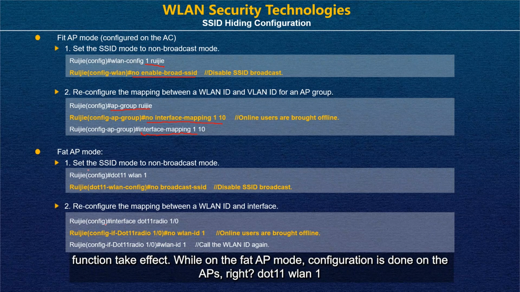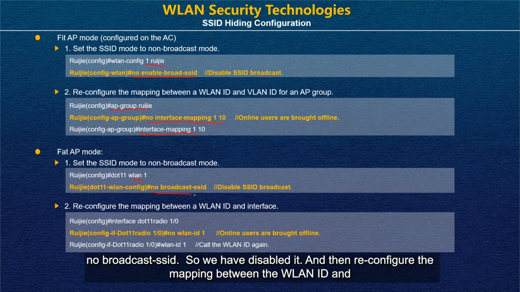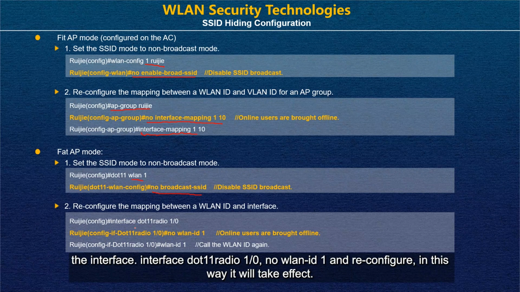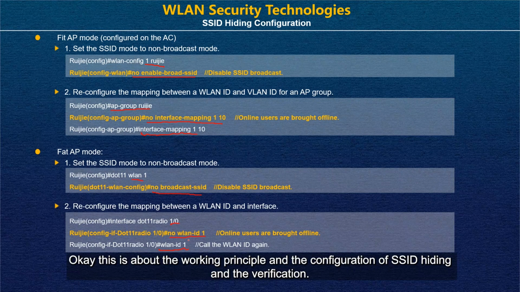While in Fat AP mode, the configuration is done on the APs, right? Dot11 WLAN 1, no broadcast SSID, so we have disabled it. And then reconfigure the mapping between the WLAN ID and the interface. The interface dot11radio 1/0, no WLAN-id 1, and reconfigure it. In this way, it will take effect. Okay, this is about the working principle and the configuration of SSID hiding and verification.